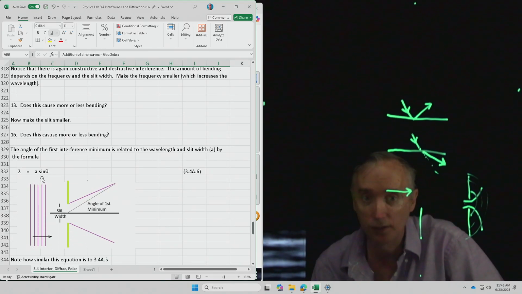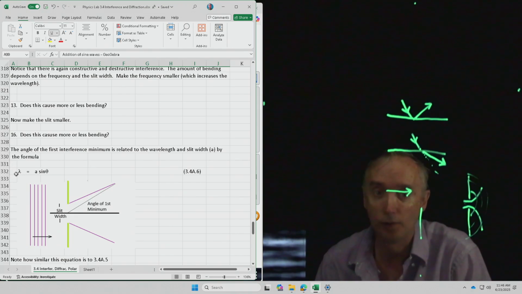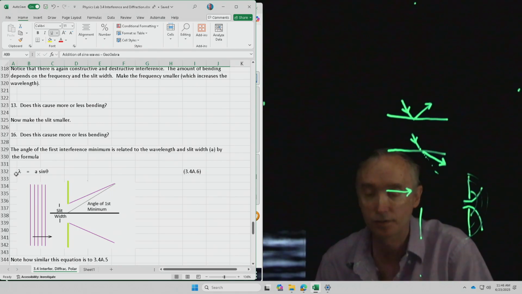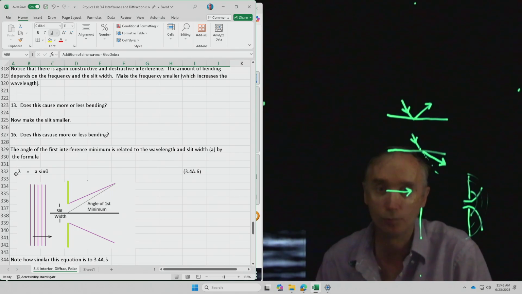And in particular, it's the first destructive interference. Do you see there's no n in front of the lambda over here? Actually there is, but we're only concerned with the first destructive interference, so n would be equal to 1.